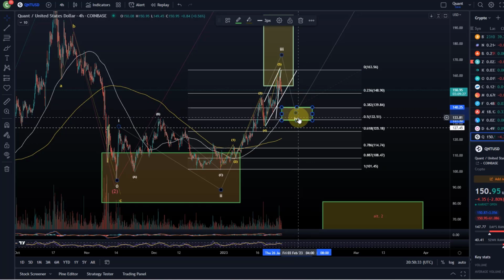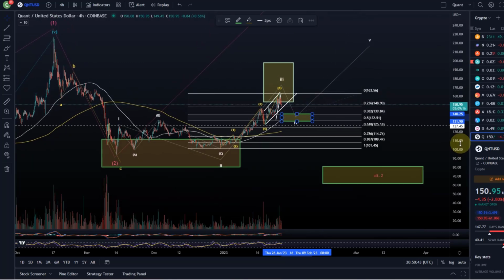I would see that as a possible entry point, a possible trade setup to enter here if we get into that region between $132 and $140. If it doesn't go into that region, I might not actually consider it as a trade setup. Then we should see a wave 5 to the upside.